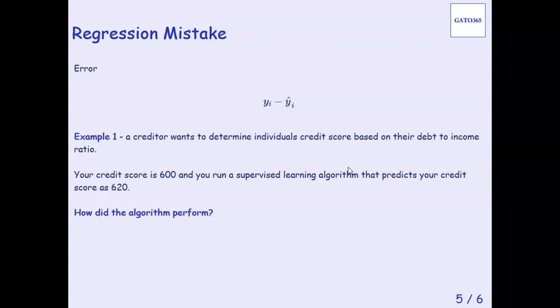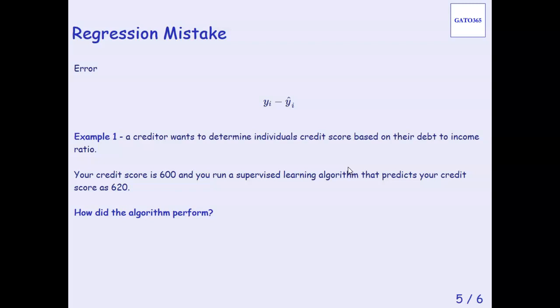So let's look at this particular example. A creditor wants to determine an individual's credit score based on their debt to income ratio. Your credit score is 600 and you run some algorithm. It doesn't matter, some supervised learning algorithm. It does not matter which algorithm you choose. And that algorithm predicts your credit score to be 620.